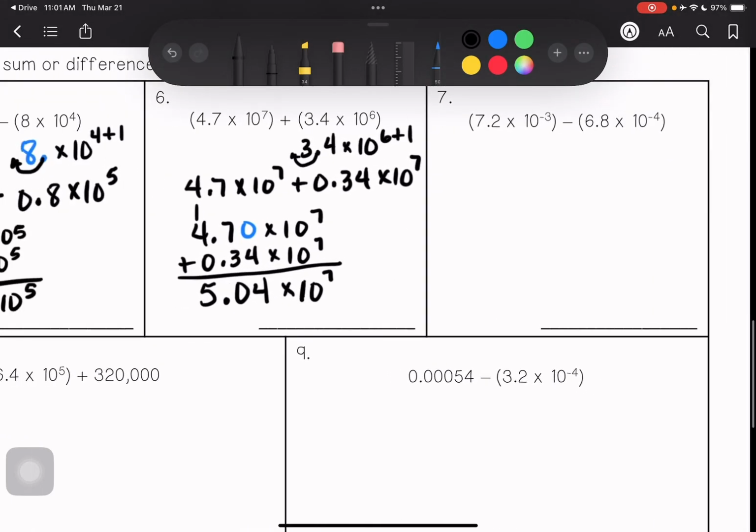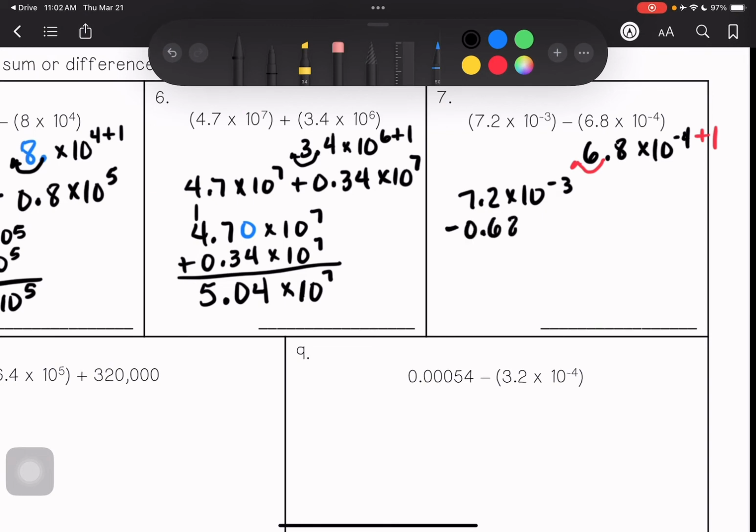Number 7. I'm going to make my exponents the same, since one has an exponent of -3, which means I have to add to the -4 only one digit. So if I make that number larger, I need to make the first digit smaller by moving the decimal over one place to the left and adding 1 to my exponent to make that a -3. So now this gives me 7 and 2/10 times 10 to the -3, subtracted from 68 hundredths times 10 to the -3.